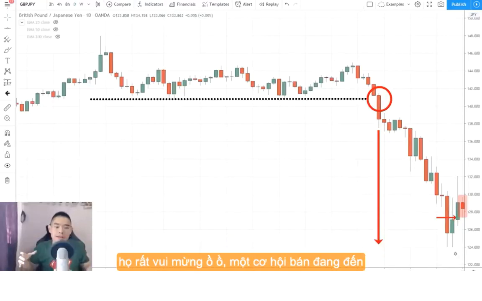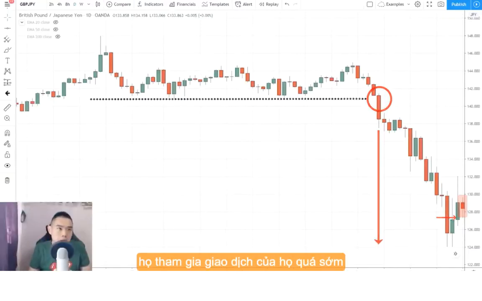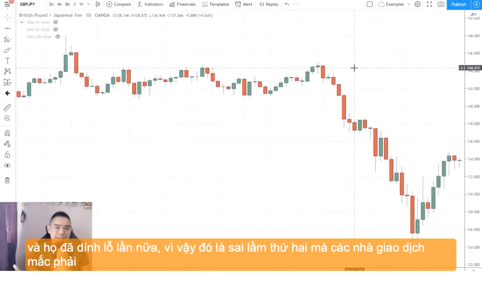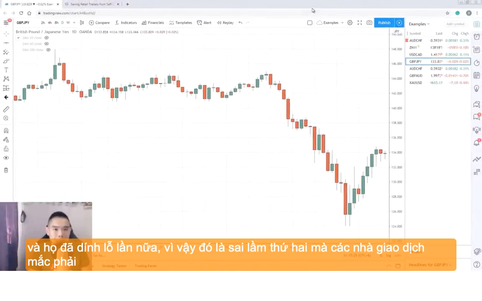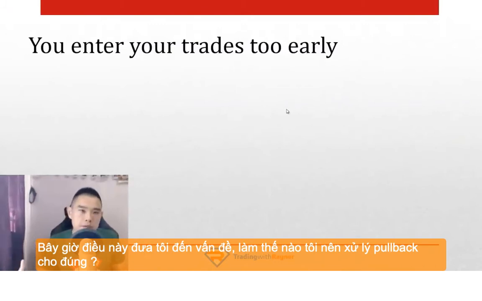And many traders, they get excited. Oh man, the pullback is coming to an end, right? Look at how red this candle is. It's time to short. Then they go short, they sell. What happened? Well, they entered their trades too early and they got stopped out again. Okay, so that's the second mistake traders make, is that they enter their trades too early when they are trading pullback.